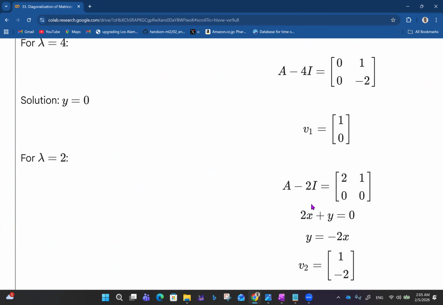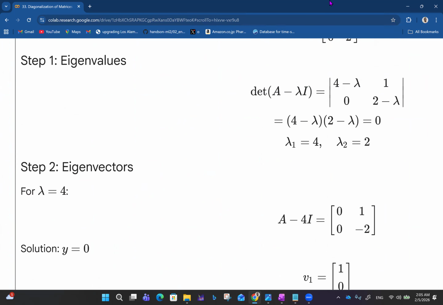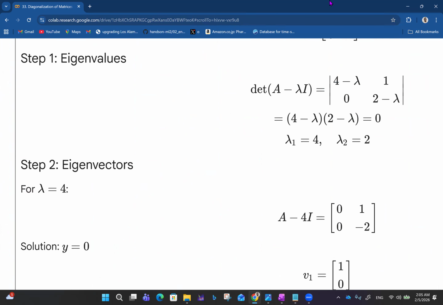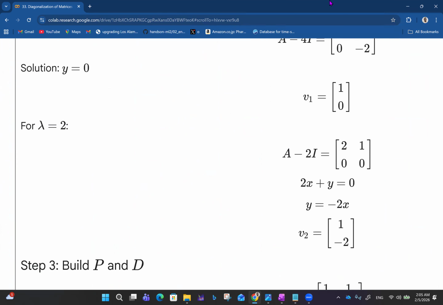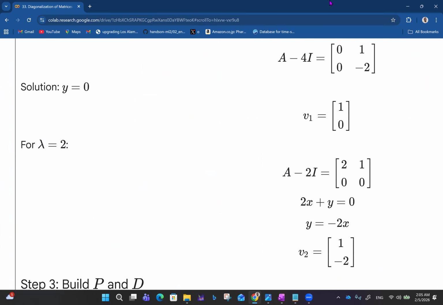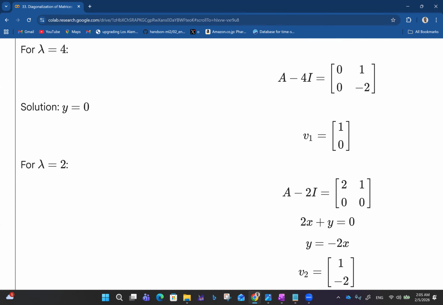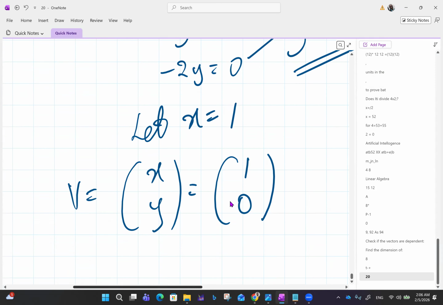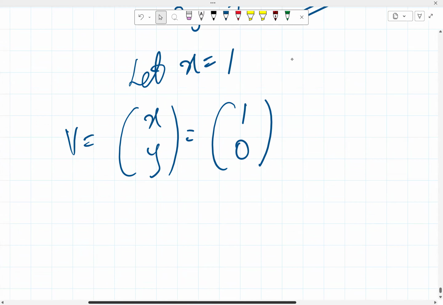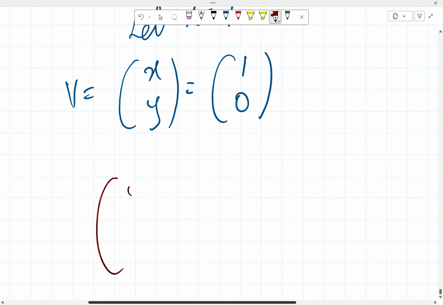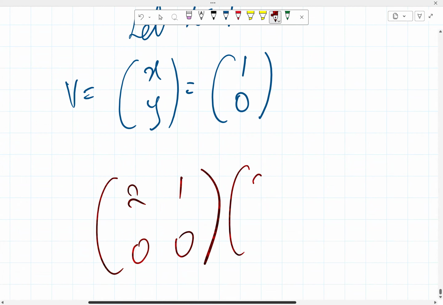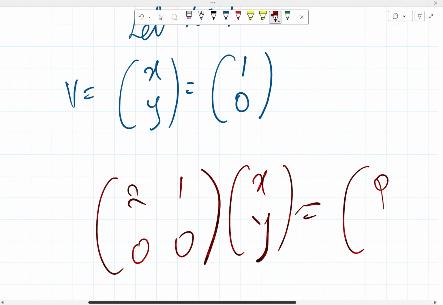So for lambda 2 now, if you do A minus 2I, it's more like you now have this 4 minus 2. You have 2 here. Then you have this one. Then 2 minus 2 is 0. So at the end of the day, you just have 2x plus y. So this is what's happening here now. So it's like you have 2, 1, 0, 0, then xy. Okay, 2, 1, 0, 0 with xy. Again, you do the same thing, and all of this is equal to 0, 0.